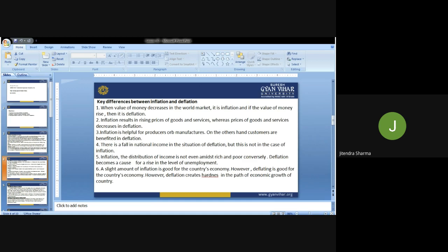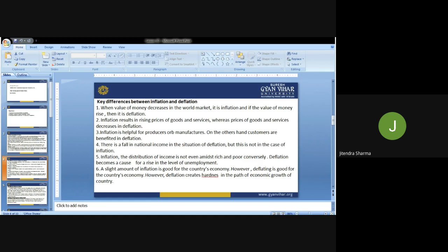And then the sixth one: a slight amount of inflation is good for the country's economy. It means a slight rise in prices is okay because it's reasonable, for many reasons. Because of the gradual increment in the income of the people, slight inflation is acceptable, and it is a good sign for a growing economy.